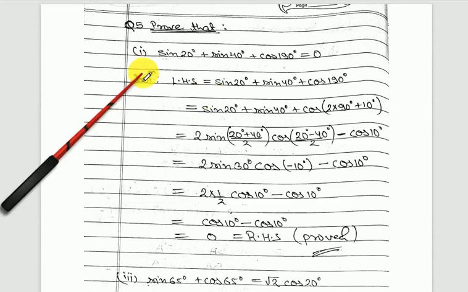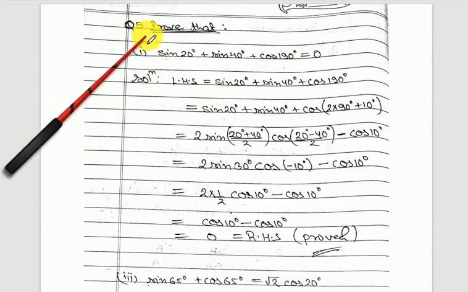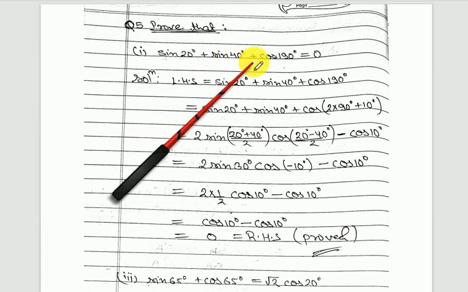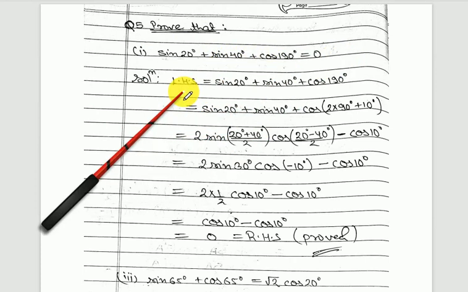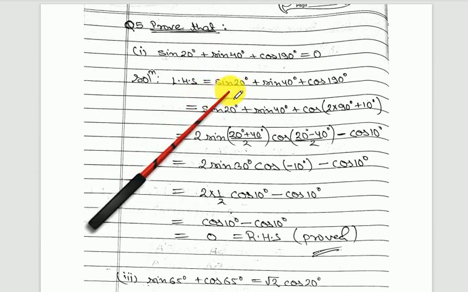Good morning, children. So today we are going to see question number 5. Prove that number 1, sine 20 degree plus sine 40 degree plus cos 190 degree equals 0. So let us start with the left hand side: sine 20 plus sine 40 plus cos 190 degree.